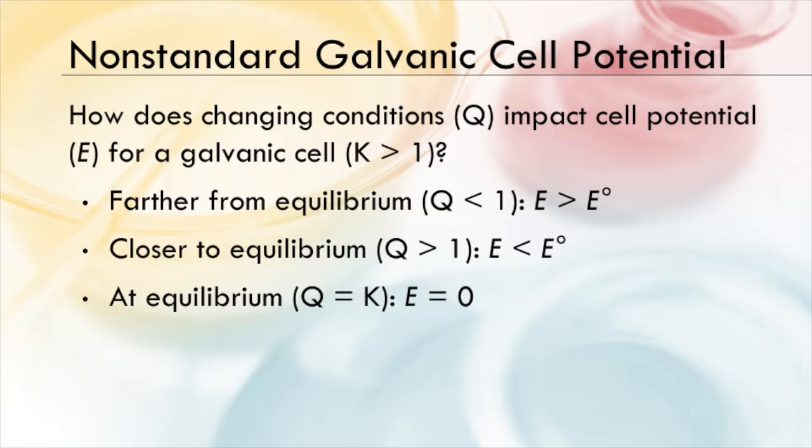At equilibrium, the cell does not have a cell potential. E is equal to 0, because there's no longer any driving force for the reaction to take place in either direction. Q is equal to K, and neither the forward nor the reverse reaction are thermodynamically favored. It's at equilibrium.